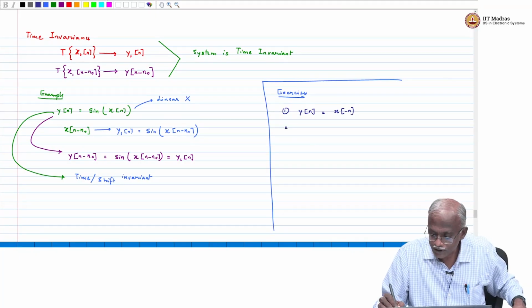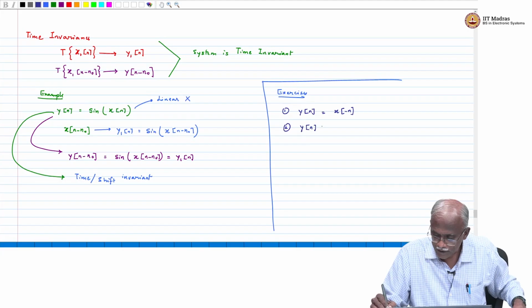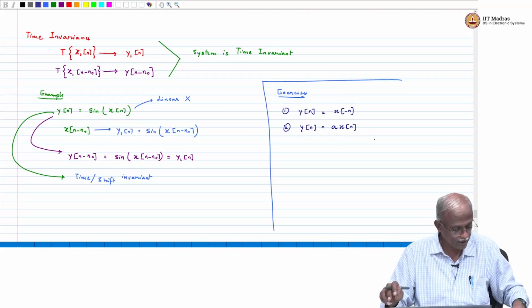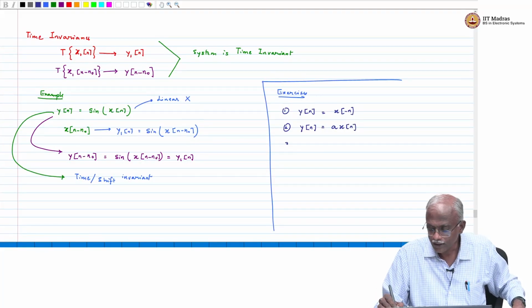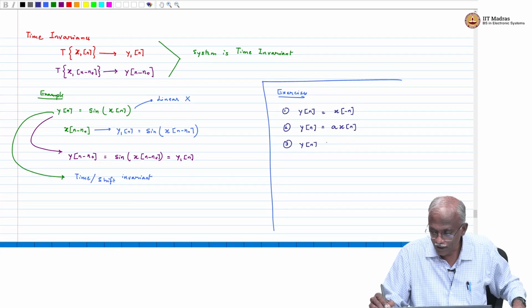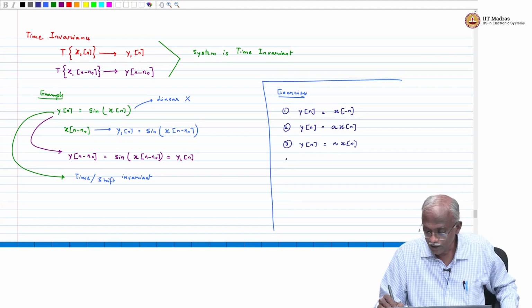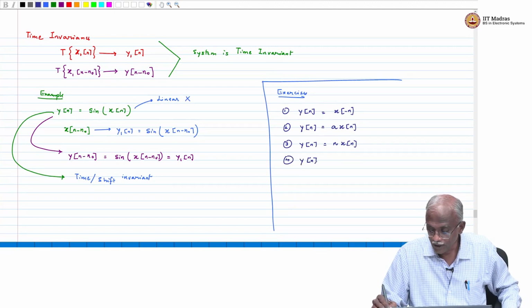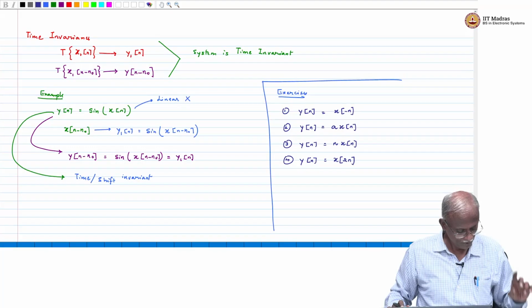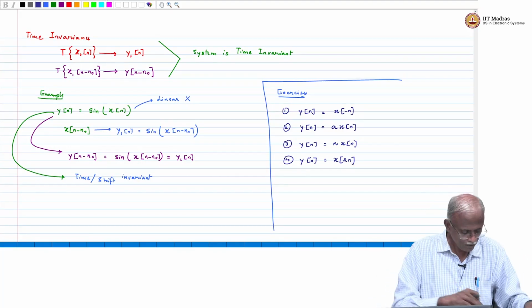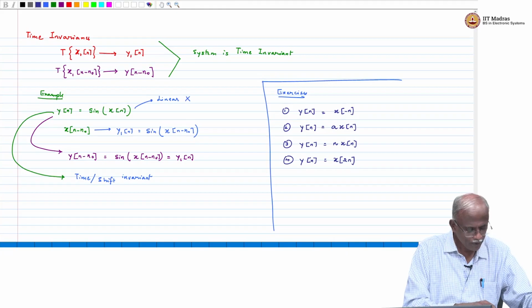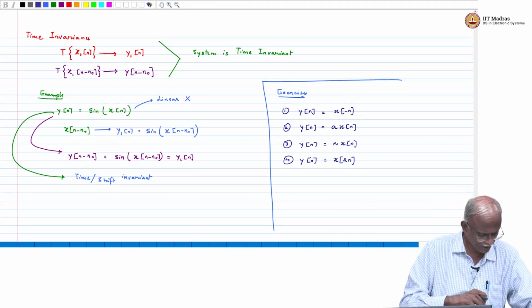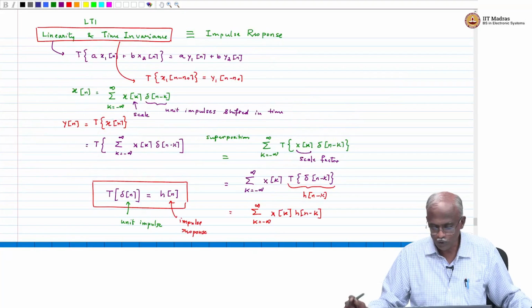Now, second, y of n is equal to a times x of n. We know that this is a linear system. Is it a shift invariant system? Number 3, y of n is equal to n times x of n. And the fourth one, y of n is equal to a downsampled version of x of n, x of 2n. Check these, verify, and then we will look at it and discuss it further.